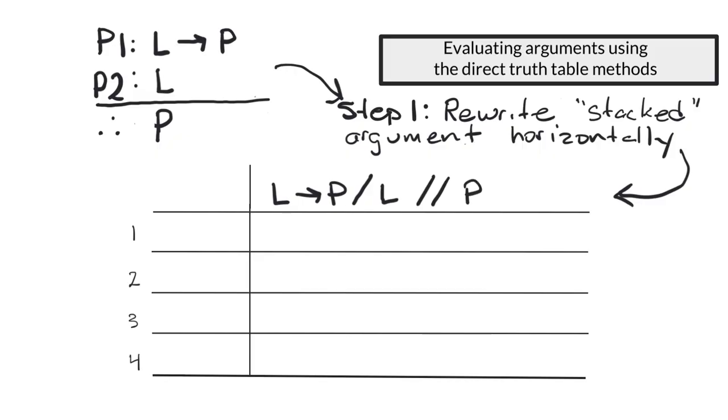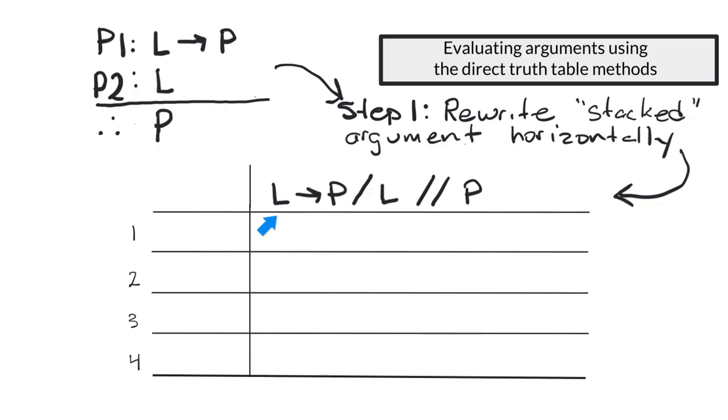So there's the argument laid out horizontally. You've got premise one, P1, if L then P, laid out horizontally, separated with a slash mark. Then you've got premise two, L, next to it. And then the conclusion, P, is separated from the premises. So again, lay out your premises, separate the premises with a single slash mark. And when you've got all your premises done, your conclusion is separated from the premises with a double slash mark.